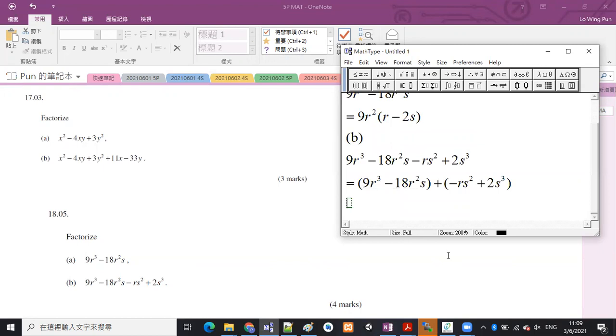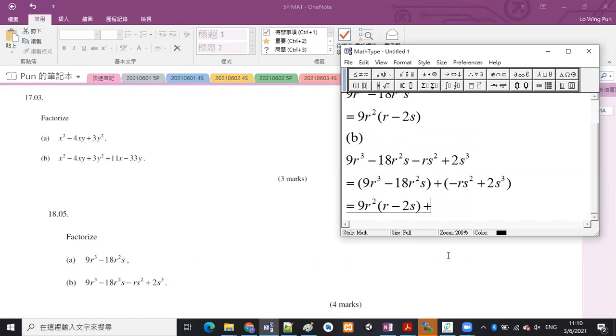And for 18.05 part B, so can you see that I group the first two terms into the same bracket, and then the last two terms in the second bracket with a plus connecting the two brackets. Okay, although this term is negative, I just put negative following this term. Just copy that into the second bracket, and the connection is always plus. And then for the first bracket, I use the result from part A. So that should be 9r squared times r minus 2s.